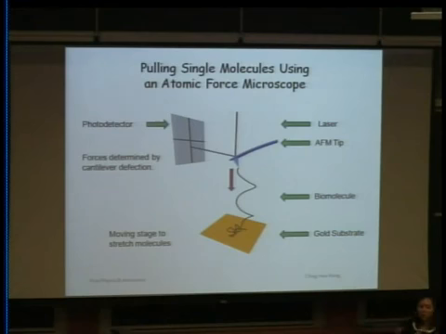Okay, so if we don't touch the surface, then it's just zero all the time, right? So the cantilever is not bent, right? It's reproducible.